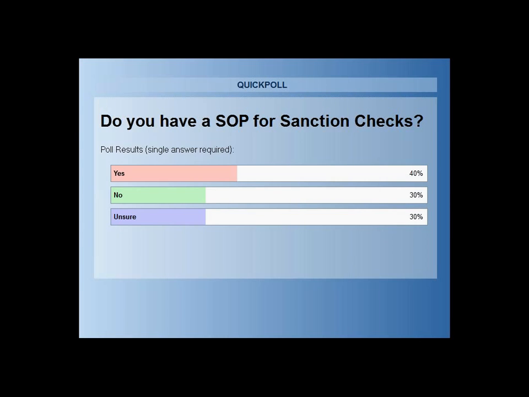The result of the poll is that 40% of you said that you do have a standard operating procedure in place. 30% said at this time you do not. And 30% of you are unsure if you have a standard operating procedure. Thank you, Emily. And if you have a third-party vendor that helps you with your sanction check process, they probably can help you develop the standard operating procedure.